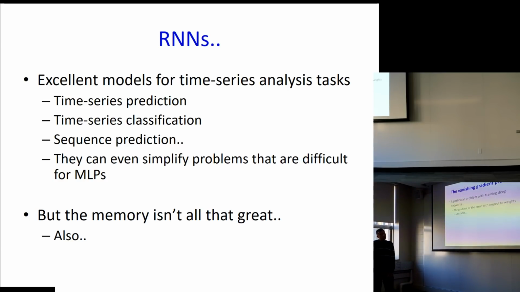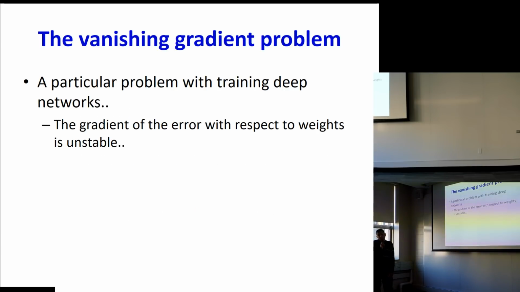Now, here's another problem. This is a term that you might actually encounter, the vanishing gradient problem, which is a particular problem with training deep neural networks, which has to do with the gradient of the error with respect to weights. And this tends to be unstable.